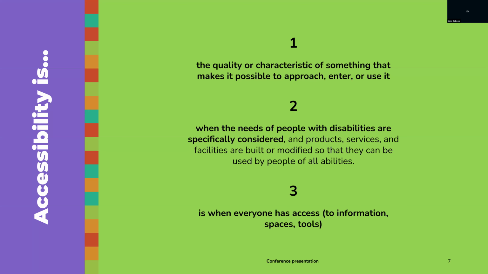So when we talk about accessibility, we talk about the quality or the characteristic of something that makes it possible to approach, enter, or use a thing, an entity, a system. We talk about the needs of people with varying abilities or disabilities so that they can use products, services, and facilities that are built for everyone. And then also we talk about accessibility in terms of who has access to all the information, the spaces, and the tools.